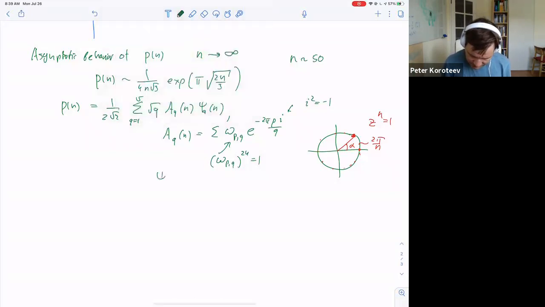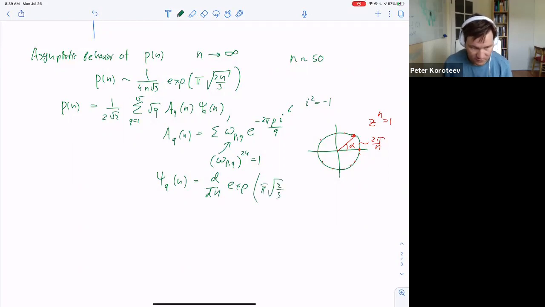Now this psi_q of n looks like this. It's the derivative d over dn of exponential of pi times the coefficient root 2 over 3, multiplied by the square root of n minus 1 over 24, divided by q. The 24 is not accidental; maybe we'll talk about it later. Now you need to plug everything into the series and compute the first several terms, but you don't need infinitely many. For example, to compute P of 200, which was featured in the movie, you only need 5 terms.